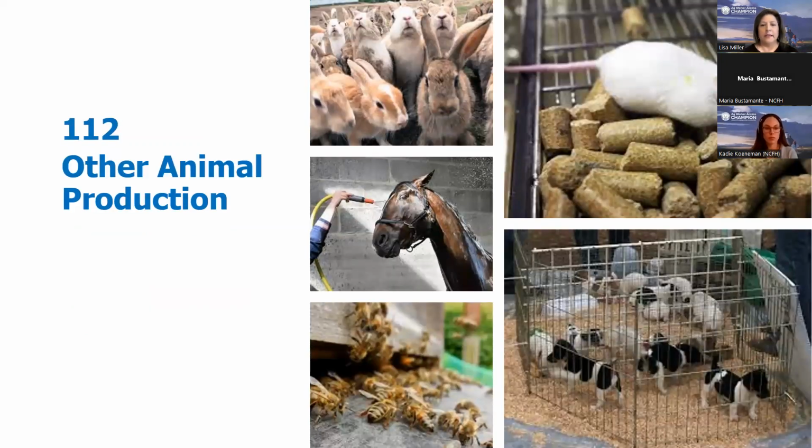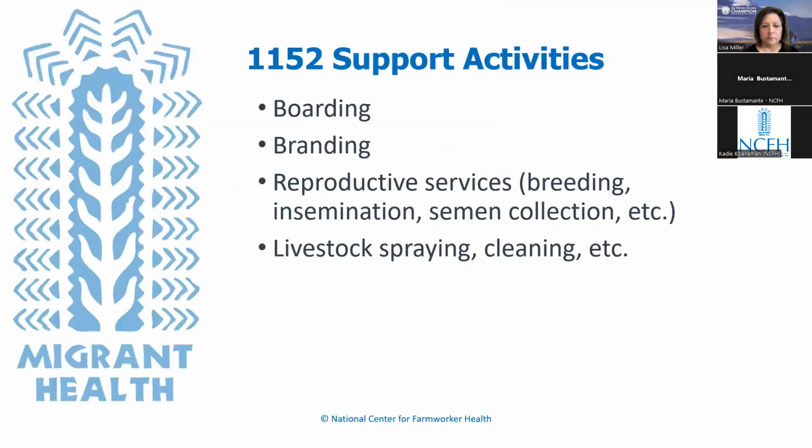And then other animal production that you may have in your area and may not have considered as part of agriculture includes horse farms, donkey farms, llamas, bees, crickets, and worms, fur-bearing animals, lab animals, and even companion animals are included in the definition. So companion dogs, cats, birds, all of those would be included in the industries for agriculture. And then the support activities include the things listed on this slide. So boarding, branding, reproductive services, and livestock spraying and cleaning.